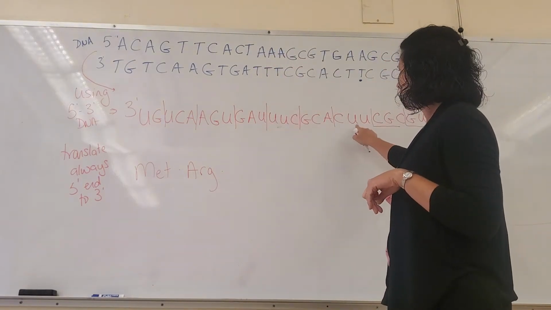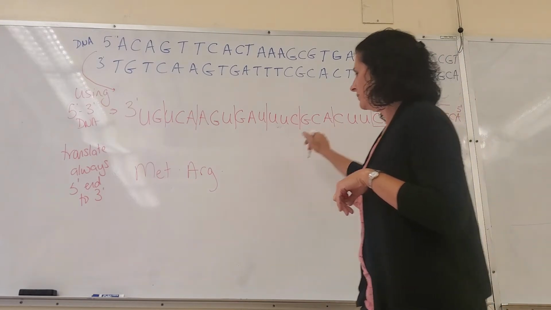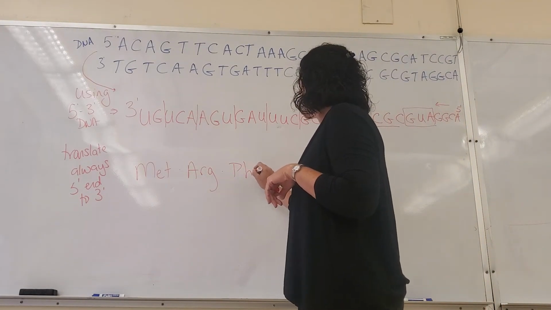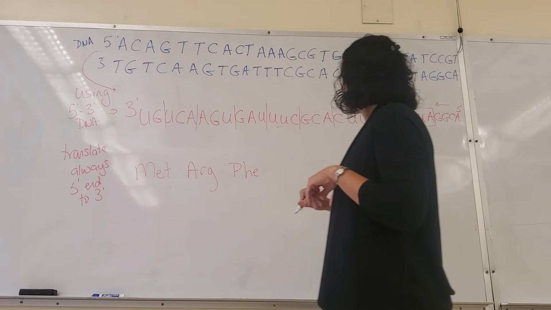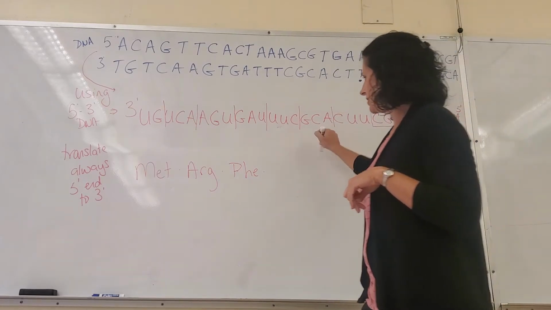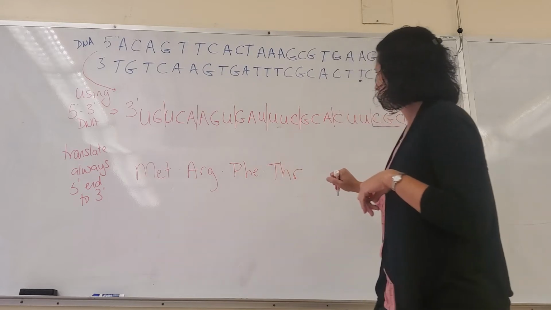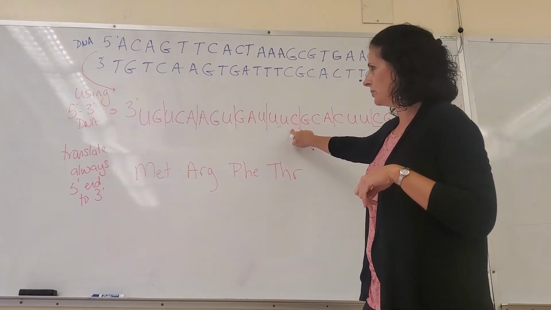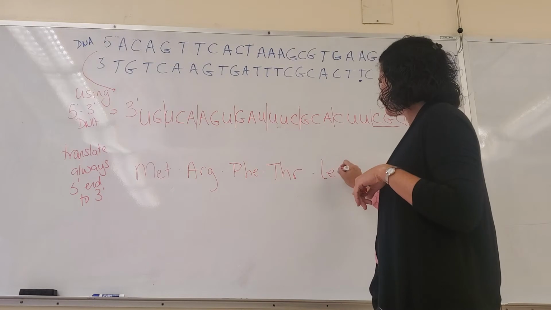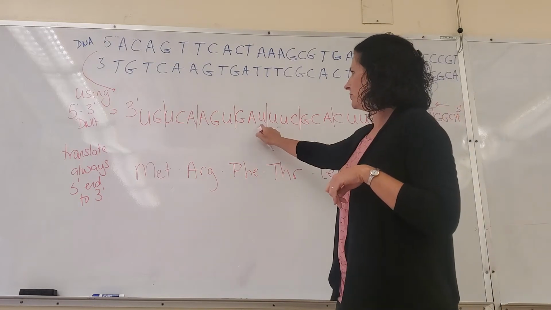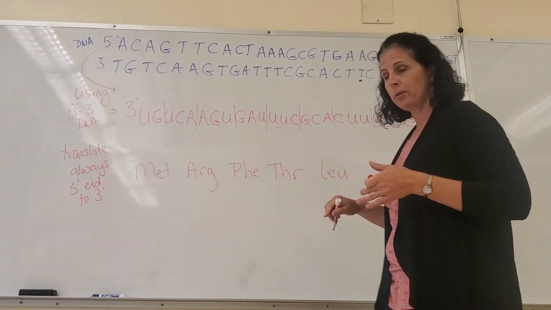If we look up UUC, we have phenylalanine. If we look up ACG, that is threonine. If we look up CUU, that is leucine. And then UAG is actually a stop codon.